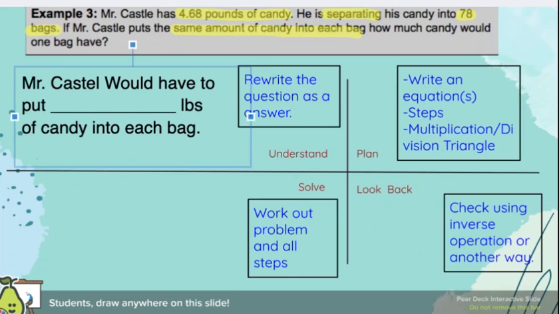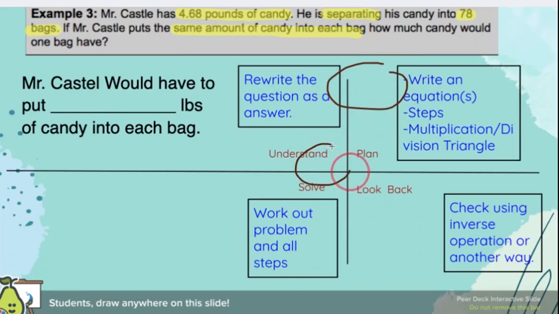Okay, so now for the last part, I have to do my multiplication, division triangle. So I'm gonna draw it right here because I do not have space right here to draw it out. You guys have to draw it here, okay? All right, so he is separating his candy into 78 bags. So that to me seems how many groups he has. So I'm gonna write that right here in the groups part.